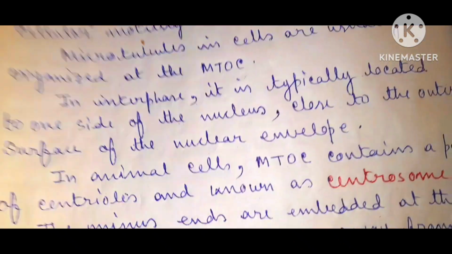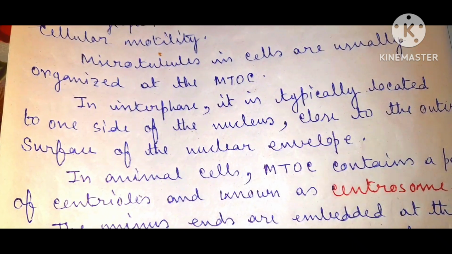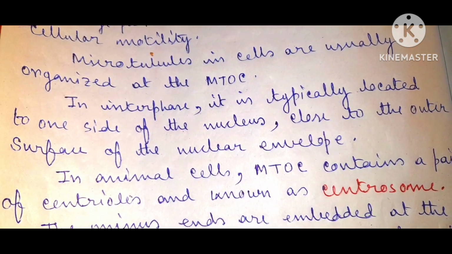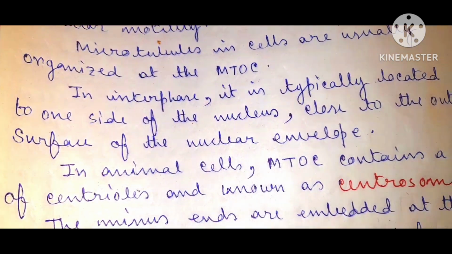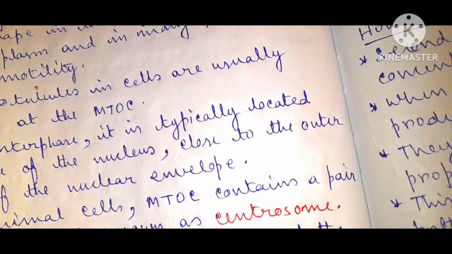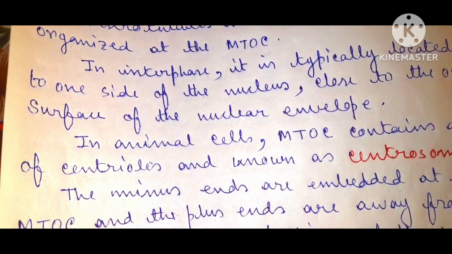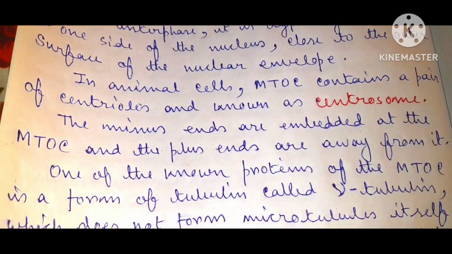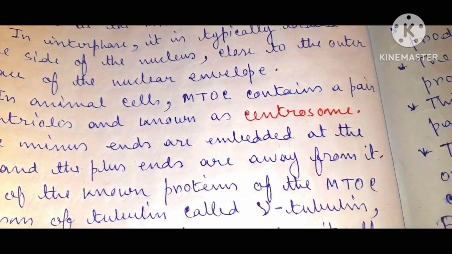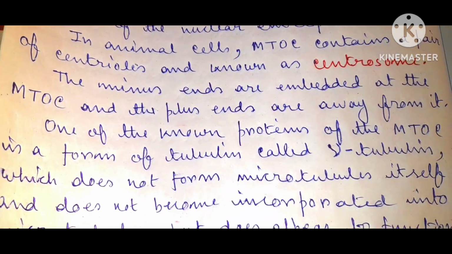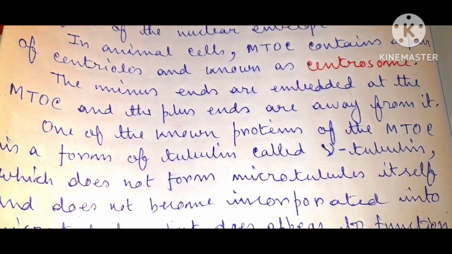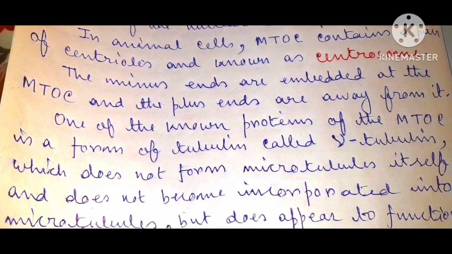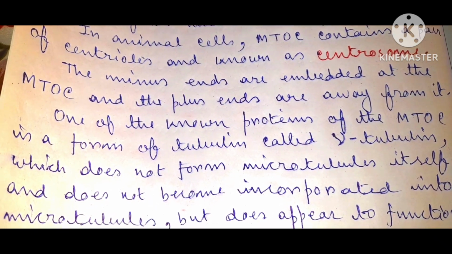In interphase, meaning prior to mitosis and meiosis, it is typically located to one side of the nucleus, close to the outer surface of the nuclear envelope. And in animal cells, the microtubule organizing center contains a pair of centrioles and is known as a centrosome. The minus ends are embedded at the MTOC and the plus ends are away from it.